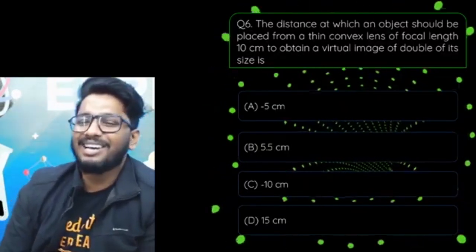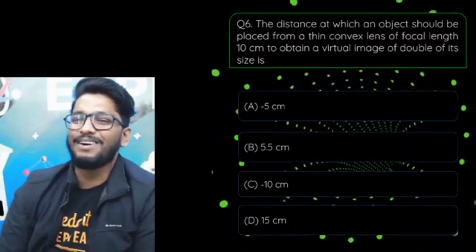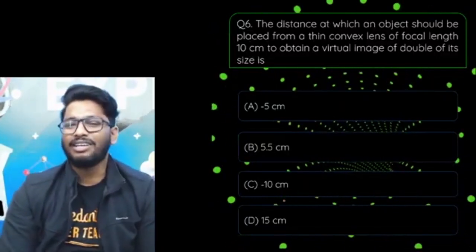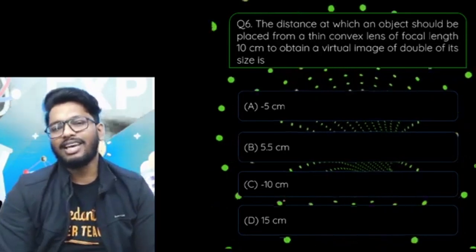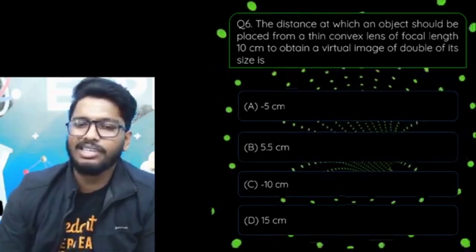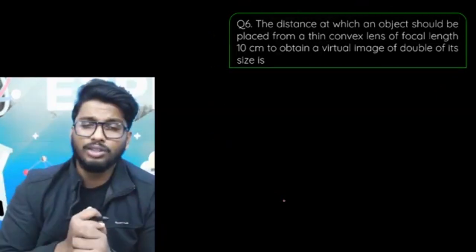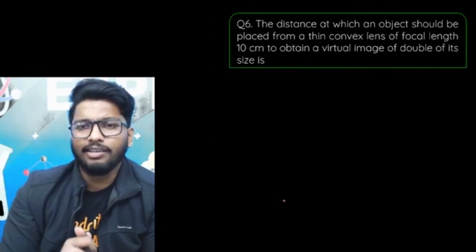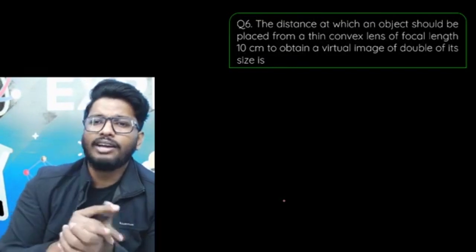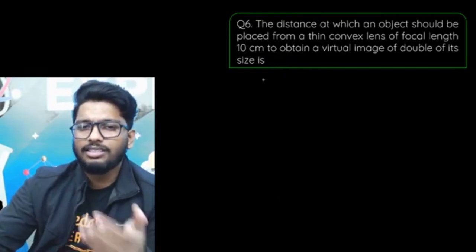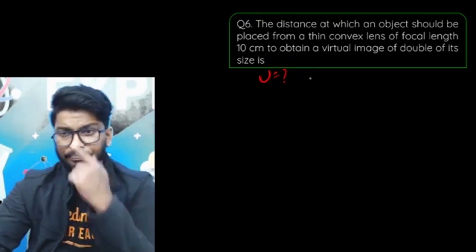All right. The distance at which an object should be placed from a thin convex lens of focal length 10 centimeters to obtain a virtual image of double its size is minus 5 centimeters, 5 centimeters, minus 10 centimeters, or 15 centimeters. Go ahead and try this question. Pause the video and try it by yourself, people. You're supposed to find out the distance. So u is what you're supposed to find out.